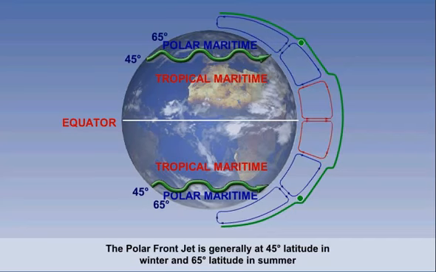Looking back to the global picture, we can see that the jet is very sinuous. In reality, it is very disjointed and broken. However, its general area is said to be between 45 to 65 degrees north and south. In a similar manner to the subtropical jet stream, this jet stream will move north and south with the seasons, generally moving to 30 to 40 degrees in the winter and 50 to 60 degrees in summer.